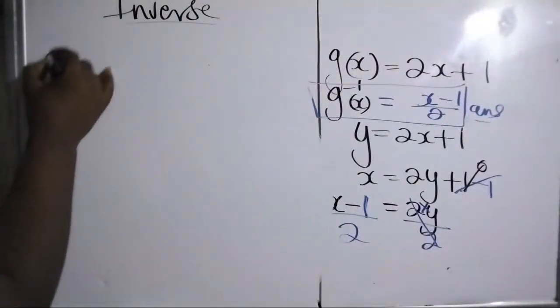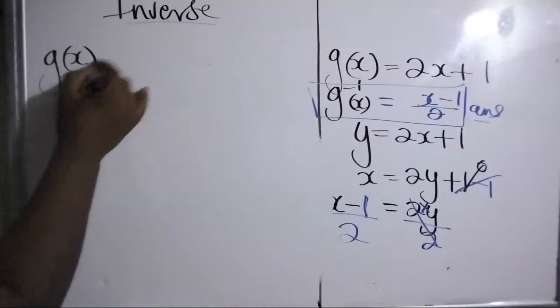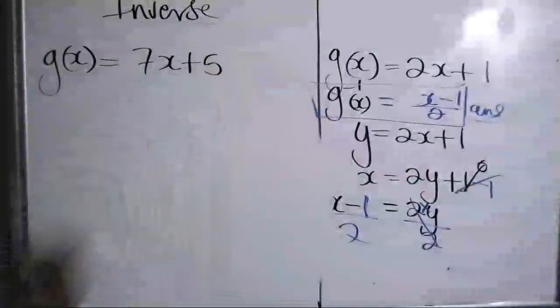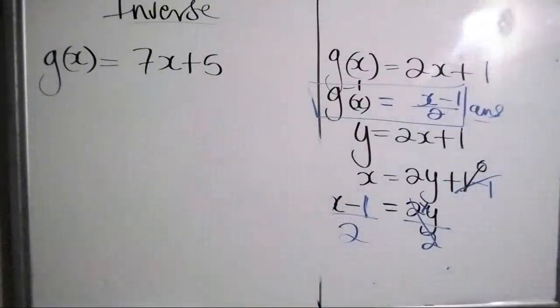Alright, let us say we are given g of x. I want you guys to try this one: 7x plus 5. Find the inverse for that one. Go ahead and complete that one. 3 minutes max. Let's go.